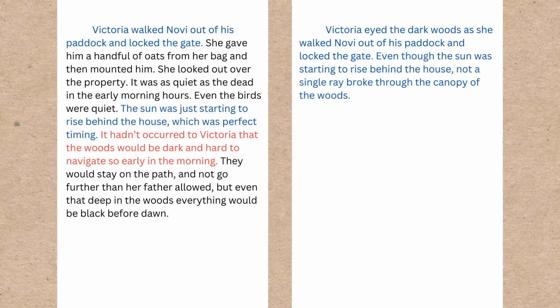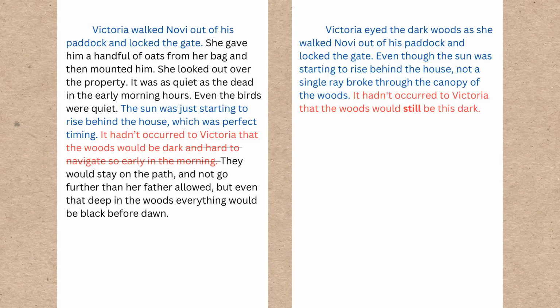"It hadn't occurred to Victoria that the woods would be dark and hard to navigate so early in the morning." But I would cut out "hard to navigate" because I think it emphasizes inconvenience more than fear. So I'm cutting this down, and also I think we can create a better connection to the previous line about the sun starting to rise by adding "still." So in the end, you'd have the sentence, "It hadn't occurred to Victoria that the woods would still be this dark." So now that we've established the general vibe, let's go back to earlier in the paragraph.